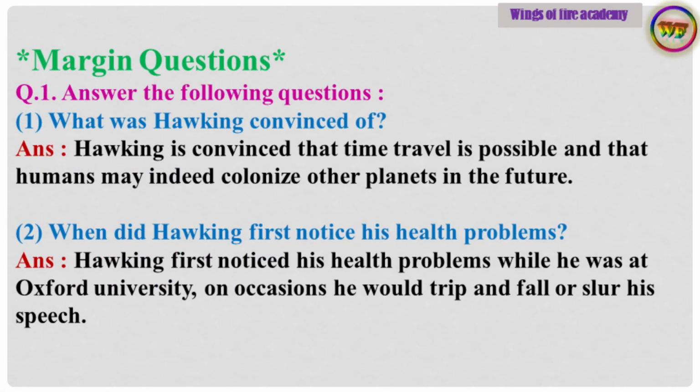Margin questions. Question 1. Answer the following questions. Sub-question 1. What was Hawking convinced of? Answer. Hawking is convinced that time travel is possible and that humans may indeed colonize other planets in the future. Sub-question 2. When did Hawking first notice his health problems? Answer. Hawking first noticed his health problems while he was at Oxford University. On occasion, he would trip and fall or slur his speech.